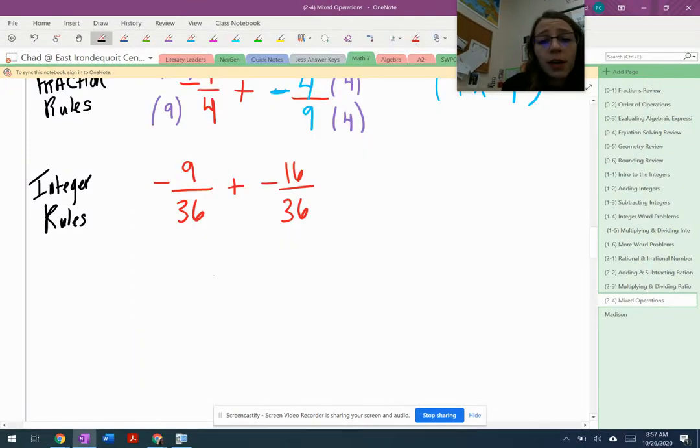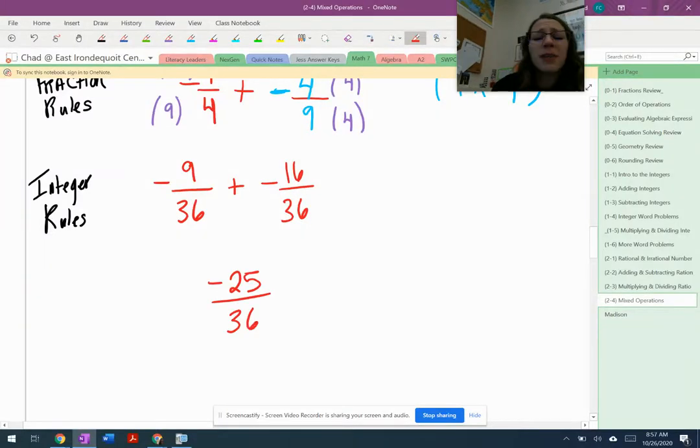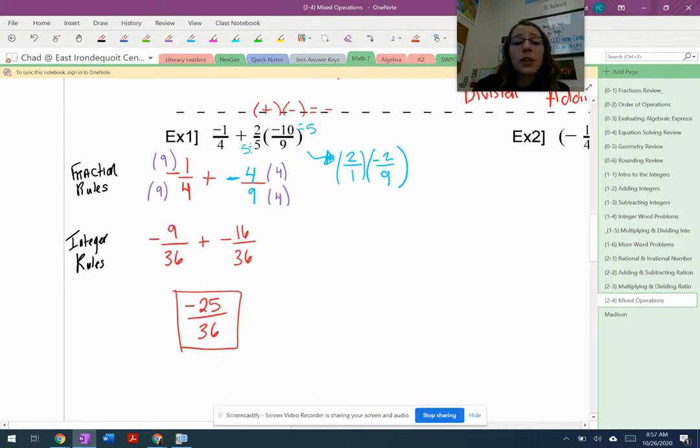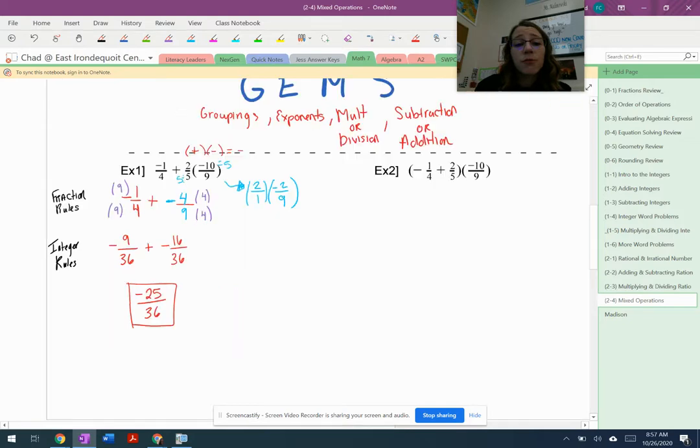So I have -25, and again, my denominator stays the same because I went through all that hard work to find it. So final answer for that example 1, -25/36. We'll see how that's different from what we're going to get when we take a look at example 2 in the next video.